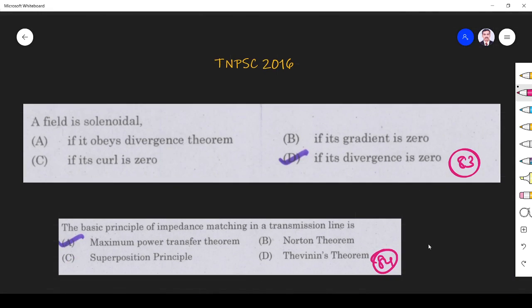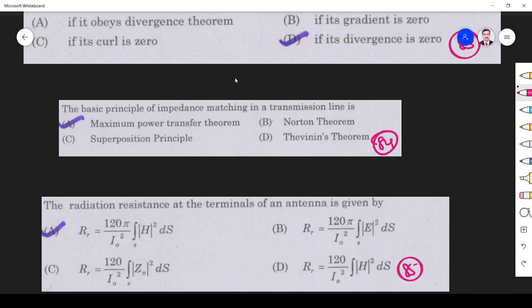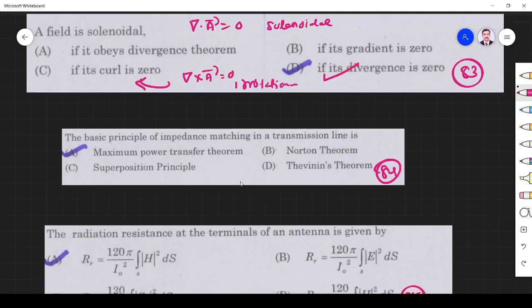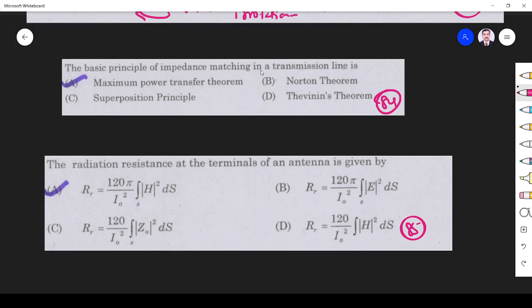Well-known question. Next question, a field is solenoidal, right? A field is solenoidal if divergence is 0. Please remember, this is very important. If the vector is A, the divergence of the vector being 0 means it is solenoidal. If curl is 0, it is irrotational, right? Fine? Okay. Next, the basic principle of impedance matching is, we know, always the maximum power transfer theorem.